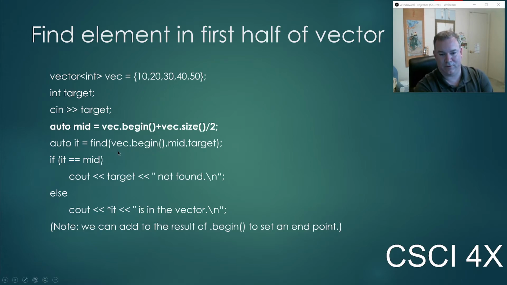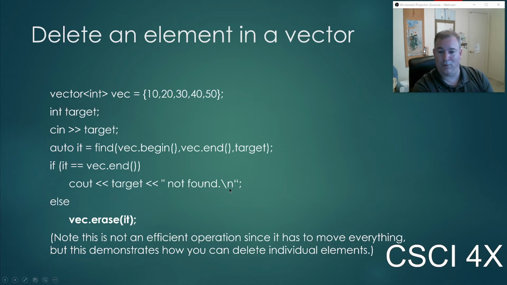And so I'm searching from the beginning to the midpoint, and if it's not found, remember it doesn't return end, it returns mid. And if it is found, you can dereference and be like, okay, we found 20 or whatever. So you can use ranges to select chunks of a vector to shuffle or to count or to find things like that. If you want to erase something from a vector, you can pass it an iterator.